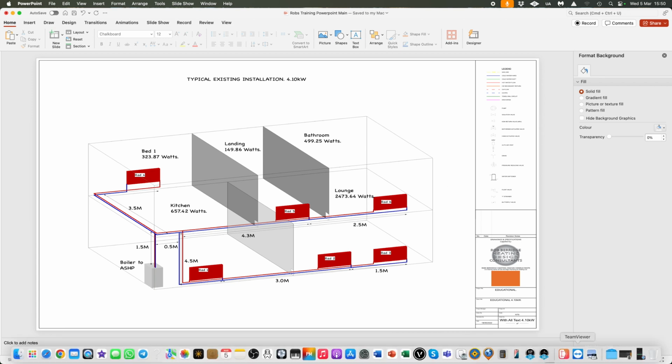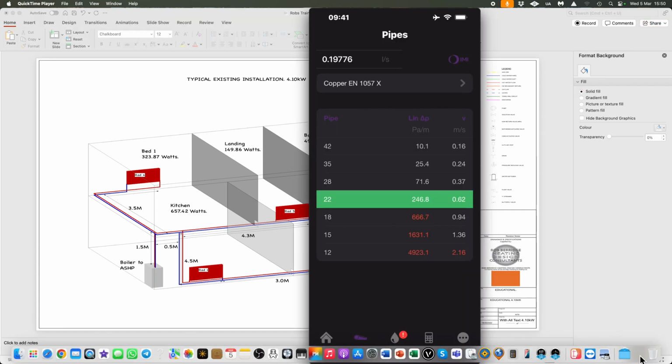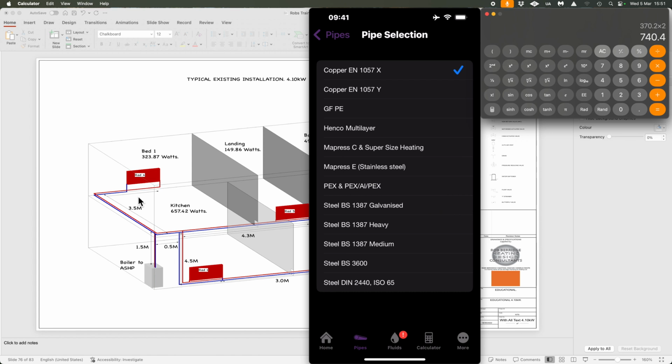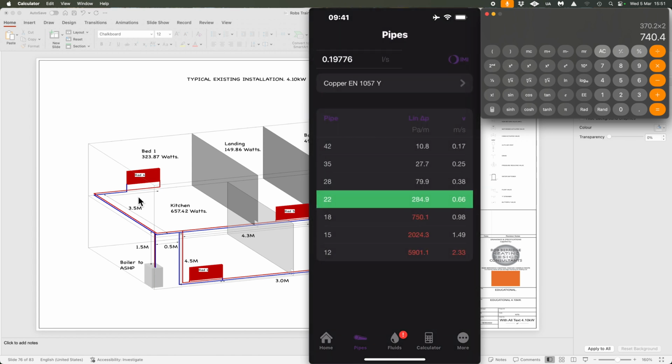So if we bring our calculator up again, bring both of these up again, what we do need to do, because we know that this is 8mm copper that's running out from this point here, from that T-piece there, T1 if you want to call it that, we know it's 8mm copper, but it's table Y because it's soft copper. So the first thing we need to do is change your pipe selection to table Y, because there's some slight difference of resistances on it.